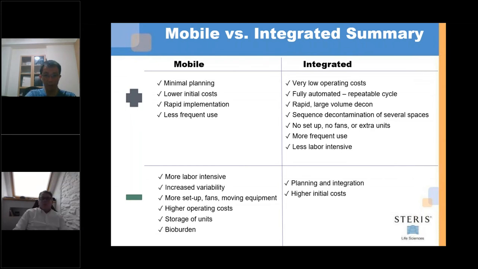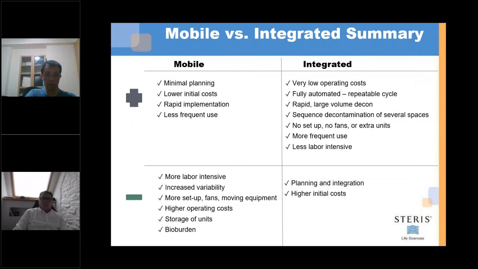There's increased variability involved. For example, VHP is a slow-moving gas, so it cannot move on its own effectively. It needs moving air to spread through the facility. So if you're using a mobile unit, you need to have fans. But that could be a contradiction, because clean grade facilities usually do not want fans, since they will increase the particle count. So we don't advise that.